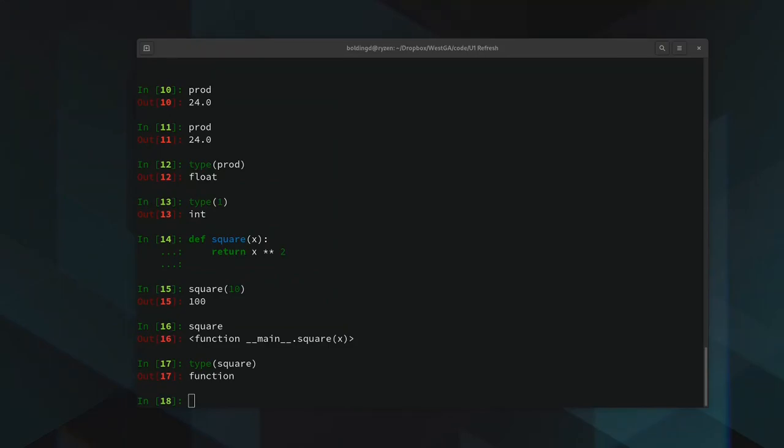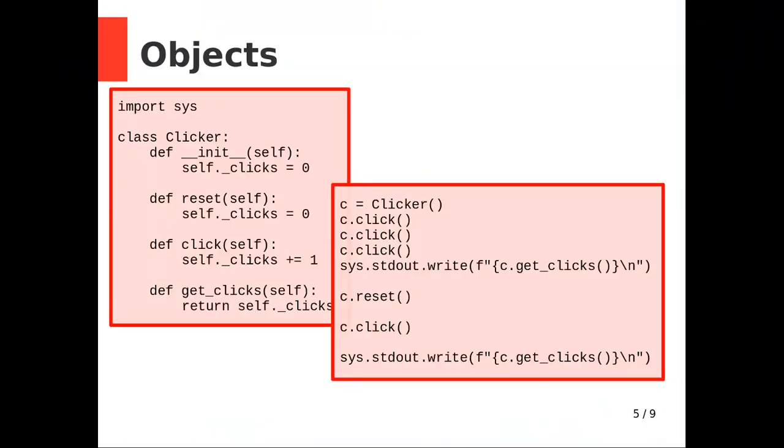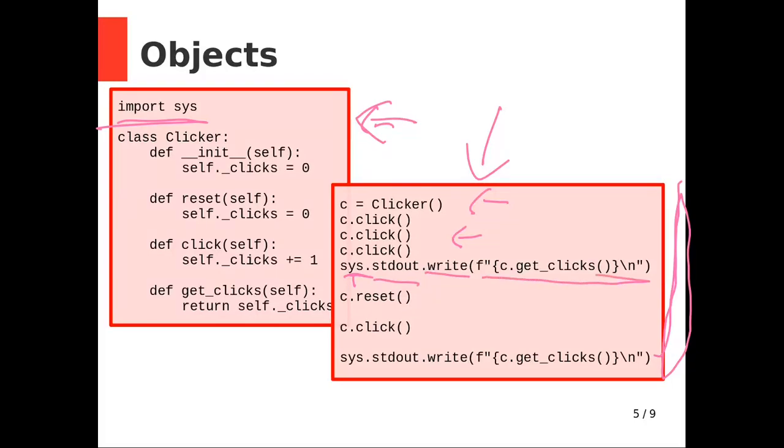So there we can see some client code, right? All of this stuff might be in another file that is using our clicker class. Given this definition, we might use it with this client code. Here I'm going to create my clicker, call it a couple of times, and then, to make use of sys, I imported it, I might as well use it, I'm going to write with sys.stdout.write, and there's my getClicks.